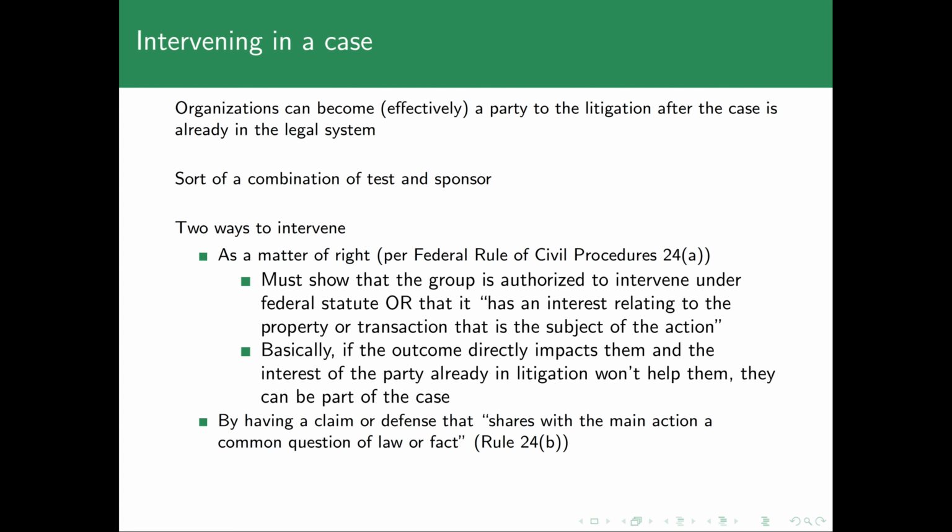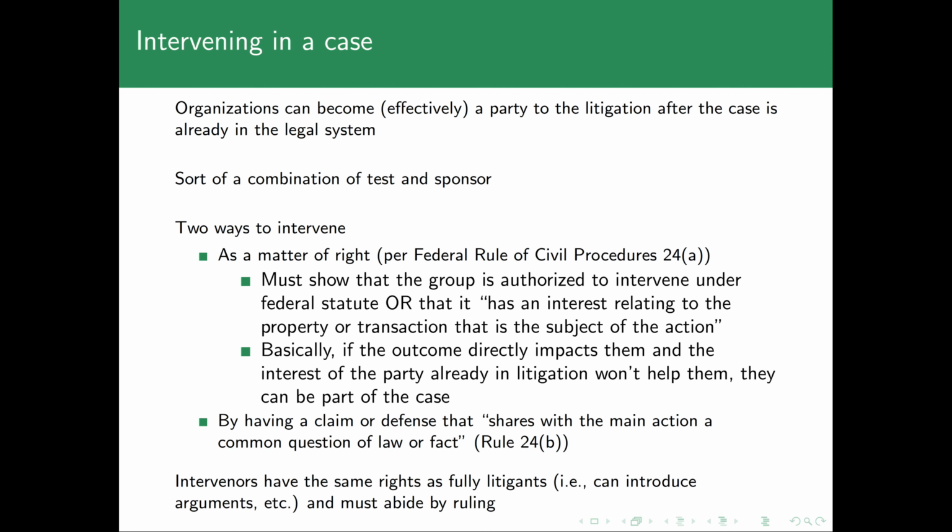The second way to intervene is not as a matter of right, but by having a claim or defense that shares with the main action a common question of law or fact, and that's Federal Rule of Civil Procedure 24(b). So basically, if they have a very similar question, they can also ask it, but they don't have to go through all the rigmarole of Rule 24(a) of proving that it's going to impact them and that the current litigant doesn't have their interests in mind.